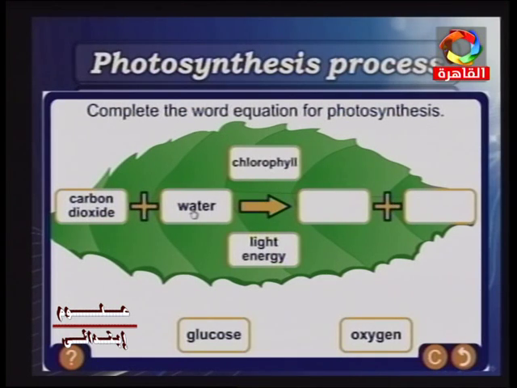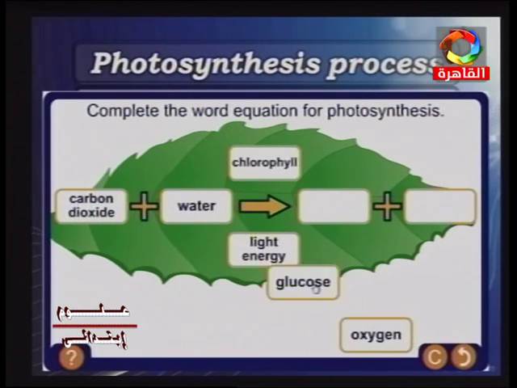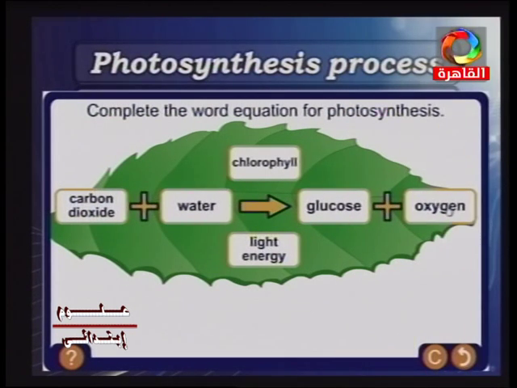The photosynthesis process means carbon dioxide plus water, in the presence of chlorophyll and sunlight, make two things: glucose sugar or starch, and oxygen. So the word equation of photosynthesis is carbon dioxide and water, in the presence of chlorophyll and sunlight, produce oxygen and glucose sugar.